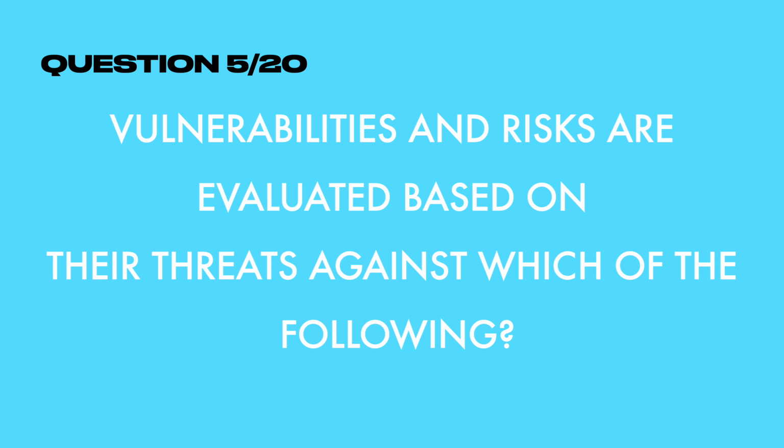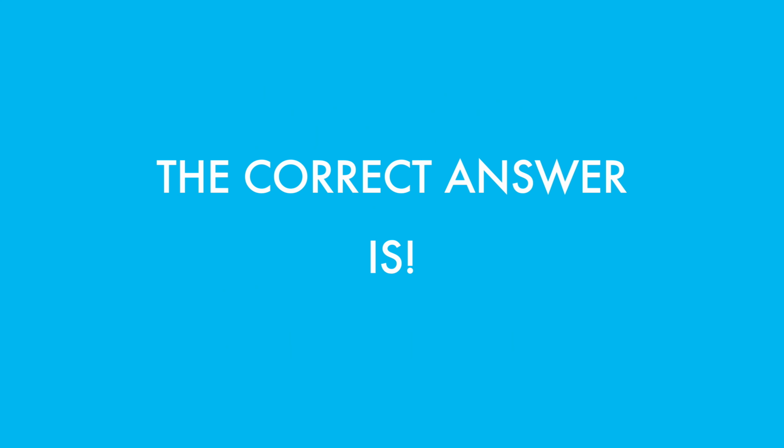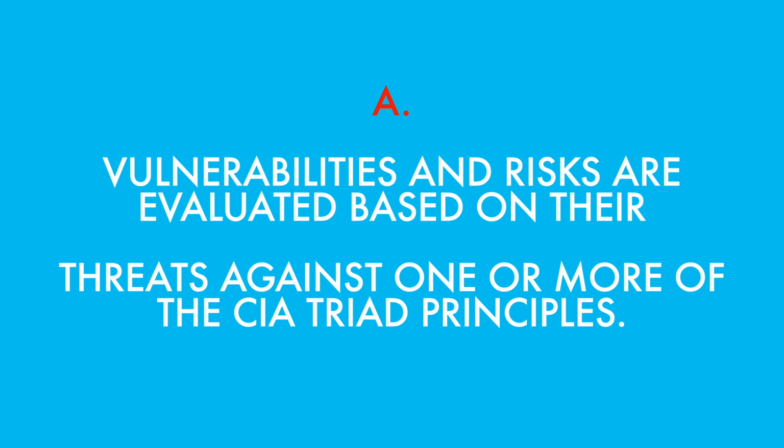Question 5 of 20. Vulnerabilities and risks are evaluated based on their threats against which of the following? A. One or more of the CIA triad principles. B. Data usefulness. C. Due care. D. Extent of liability. The correct answer is A. Vulnerabilities and risks are evaluated based on their threats against one or more of the CIA triad principles.